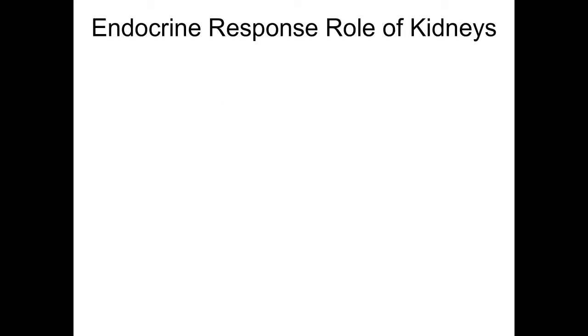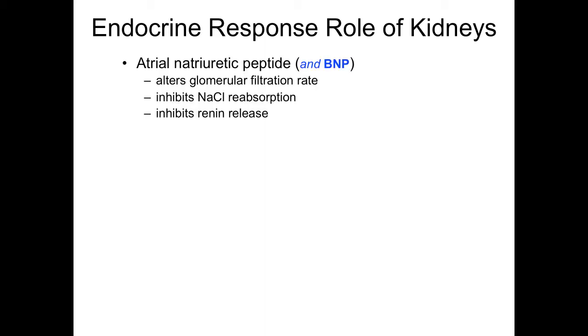The kidneys also function in response to hormones. For example, the kidneys function in response to atrial natriuretic peptide and also a related peptide, brain natriuretic peptide. These peptides alter the glomerular filtration rate. They inhibit sodium chloride reabsorption, and they inhibit the release of renin.